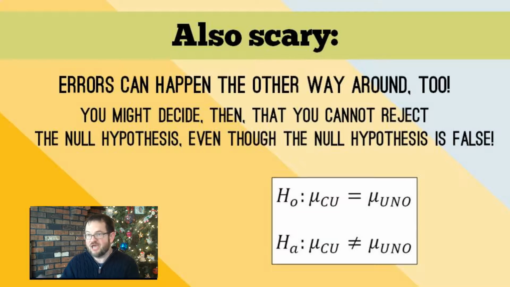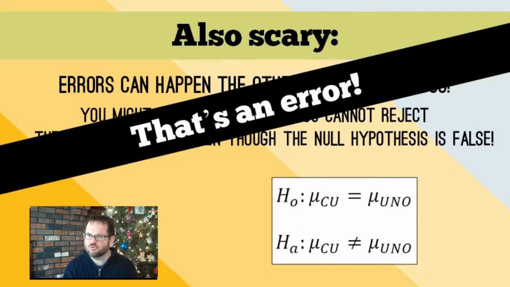And then you would decide, I can't reject the null hypothesis that 4th graders are just as tall as 8th graders, even though that null hypothesis is clearly false. Oh, guess what? That's an error too. I'd like to avoid that problem. I really want to do the right thing. If the null hypothesis is right, I want to not reject it. If the null hypothesis is wrong, I want to reject it.